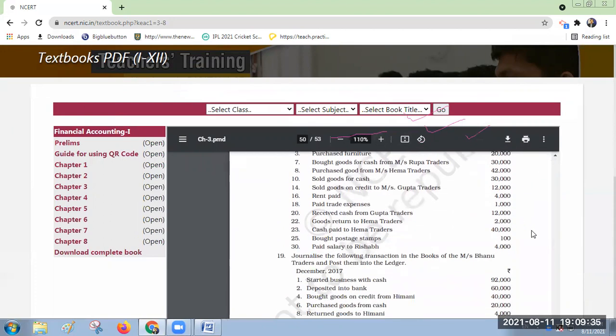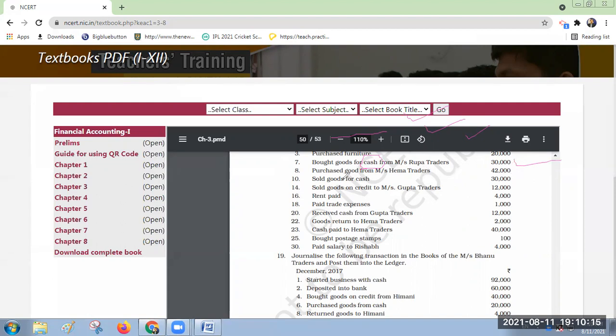Rupa Traders debtor account to cash account. Why Rupa Traders? Purchases. That is cash purchases, no? Yes. Then why is their name there? Their name is not required. Okay, sir. So what is the journal entry? Purchase account debtor to cash. In a cash transaction, the name is not required, in purchases and sales.